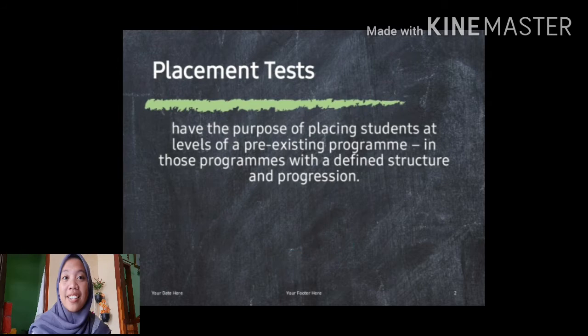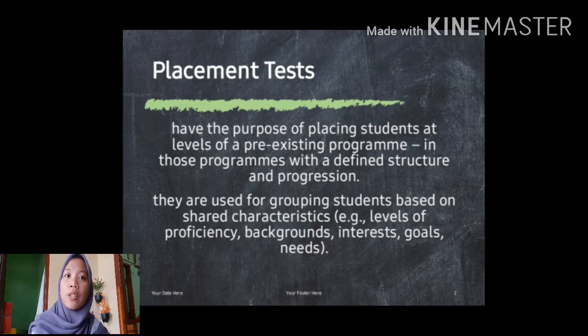Placement tests, as their name implies, have the purpose of placing students at levels of pre-existing programs, and those programs with a defined structure and progression. In some contexts, they are used for grouping students based on shared characteristics like levels of proficiency, backgrounds, interests, goals, needs. For example, in a less structured program, which defines classes and levels of abstraction based on whoever is involved.